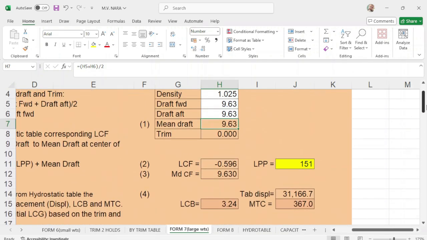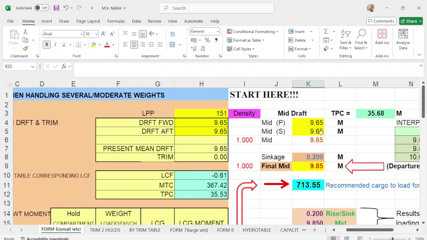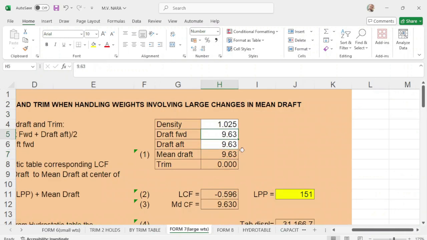Okay, then we go to hold number 6. The present drop was how much? 9.65. Okay, 9.65. We put here 9.65.